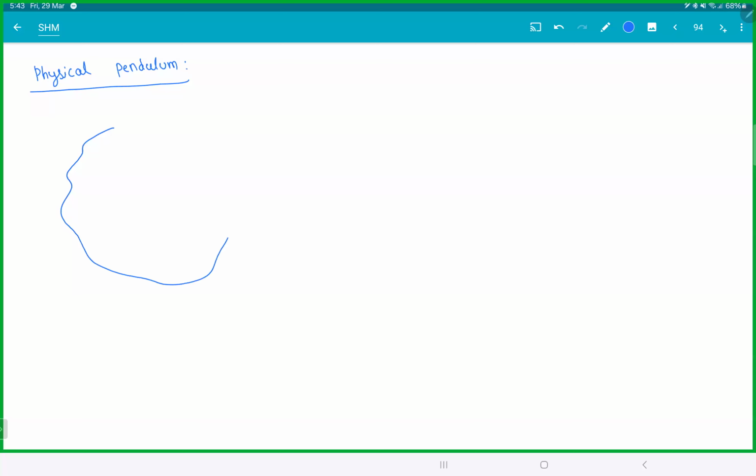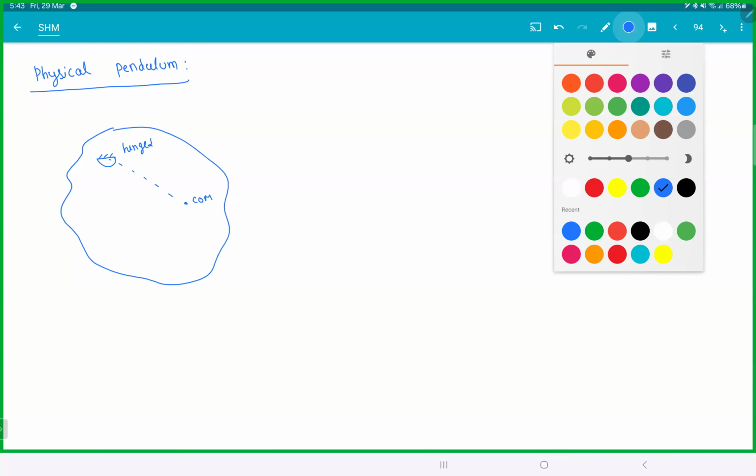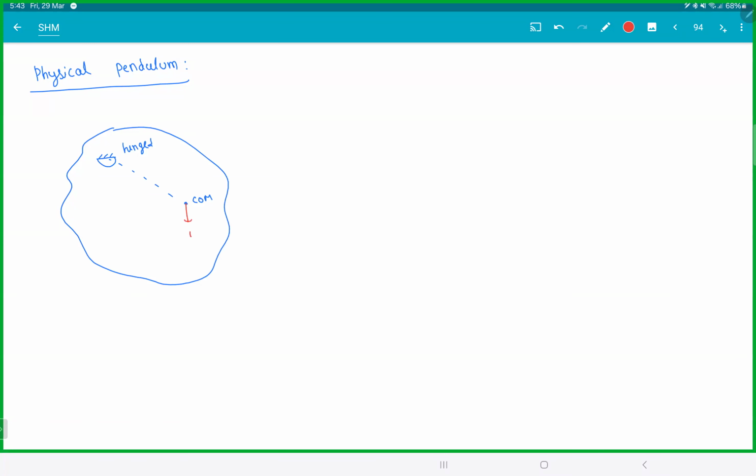So if you take some random shape here and hinge it here, let's say this is your center of mass. This is mg. This distance is d. This is theta. This would be mg sine theta. The idea is the same.